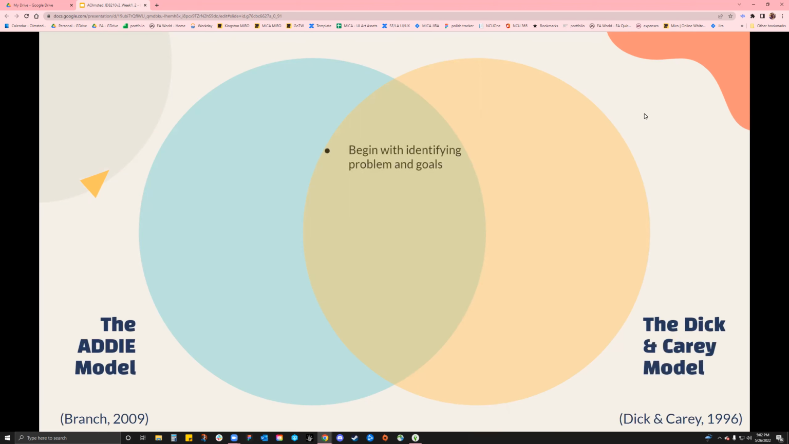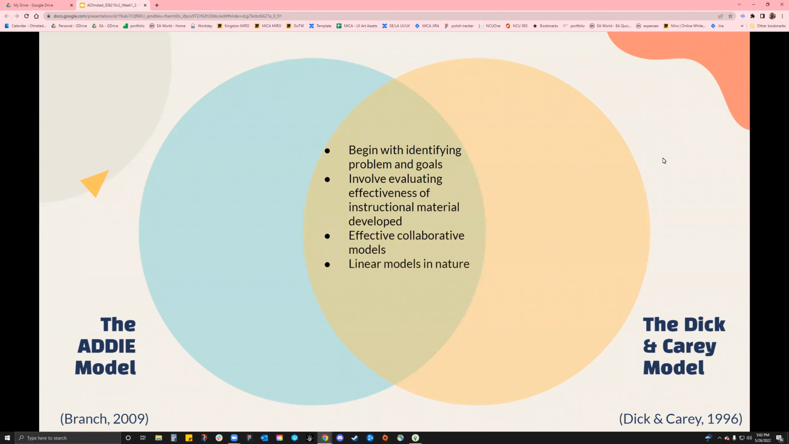They both begin with identifying the problem we are trying to solve for and the goals we are trying to achieve with the design. They both involve evaluating the effectiveness of the instructional material that is being created and are both considered effective collaboration models for use in collaborative instructional environments. Both of these models have linear systems and require traversing through the steps in a linear fashion. Lastly, both models are focused on an input-output methodology system in order to create materials.